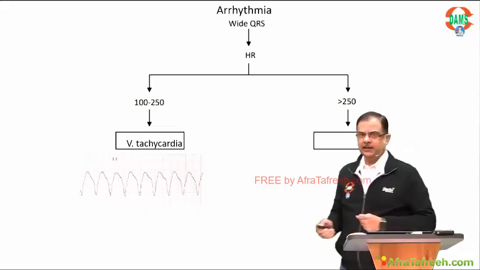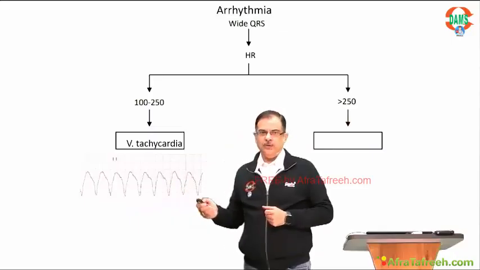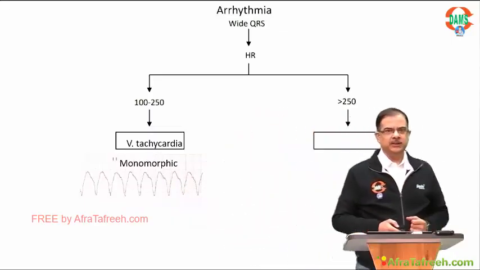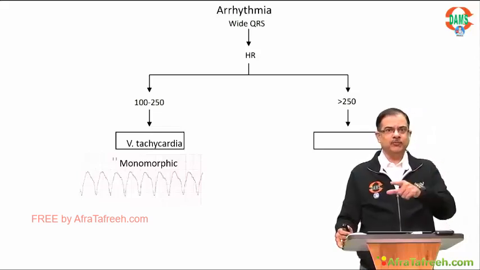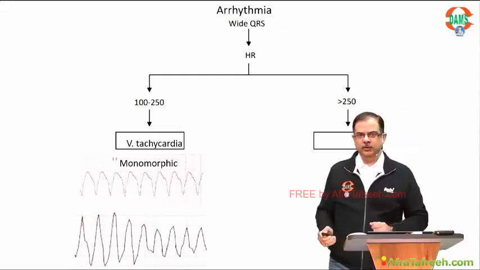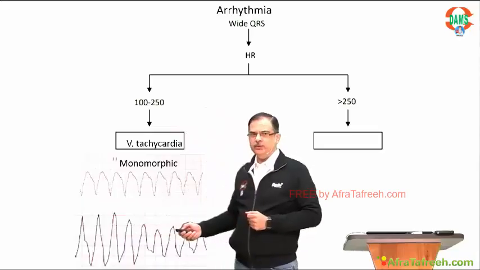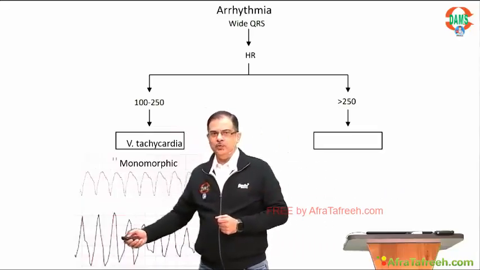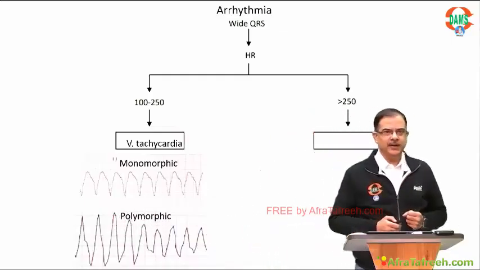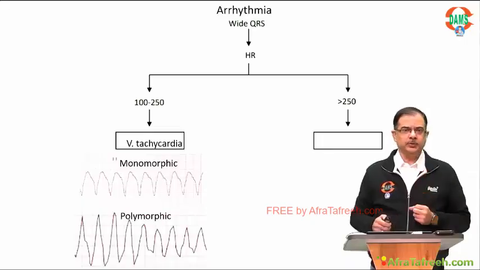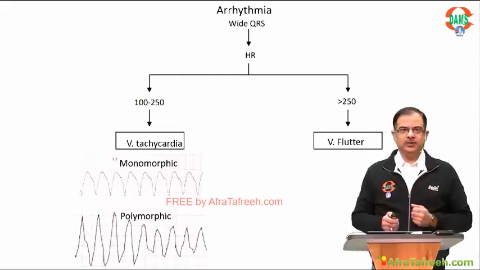If the tachycardia is present like this, these are the QRS complexes which are seen, and these are all the same shape and size. This is a case of monomorphic ventricular tachycardia. Monomorphic, same morphology. While if the morphologies are different, these are all QRS complexes, but they have different morphology. Some heights are more, some QRS height is less. So this is a case of polymorphic ventricular tachycardia. Heart rate should be 100 to 250. While if the heart rate is more than 250, it is a case of ventricular flutter.